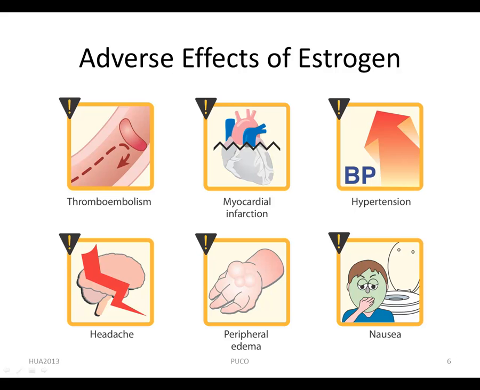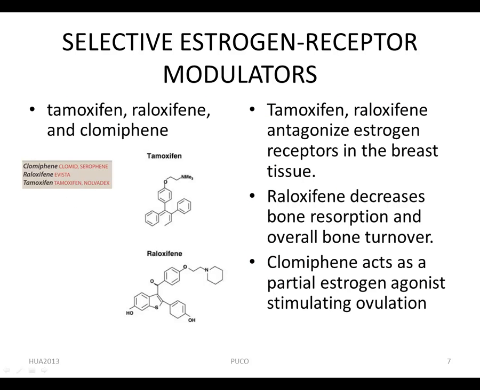Nausea and breast tenderness are among the most common adverse effects of estrogen therapy. Postmenopausal uterine bleeding can occur. In addition, the risk of thromboembolic events, myocardial infarction, and breast and endometrial cancer is increased with use of estrogen therapy.